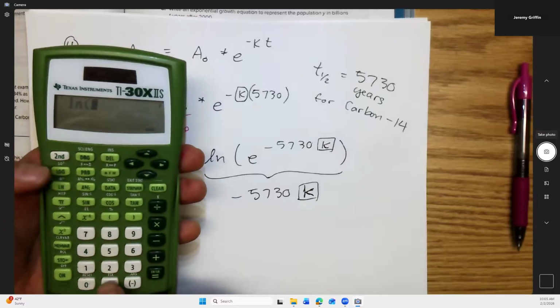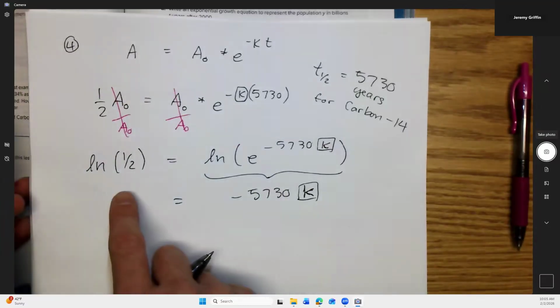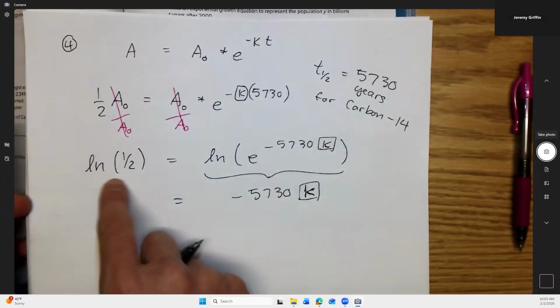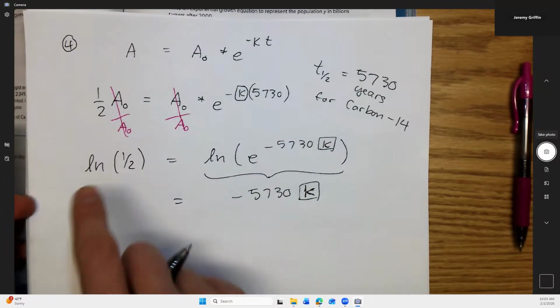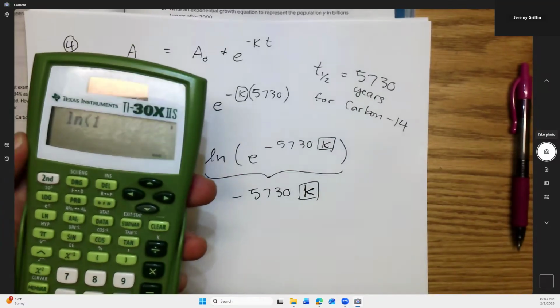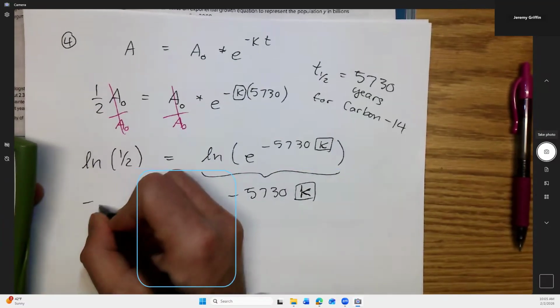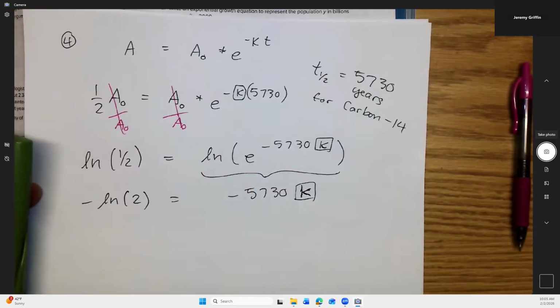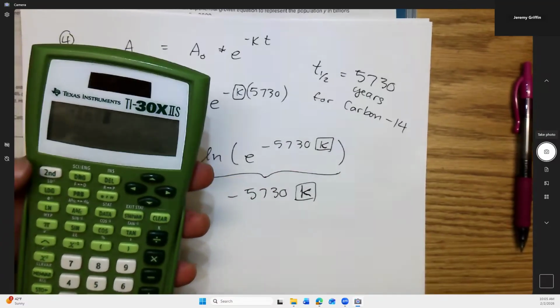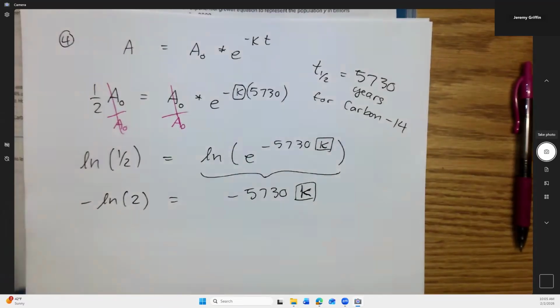Let me show you something cool. Natural log 0.5. Here's a decimal approximation, negative 0.693 something. Can anybody think of a different way to write that? Natural log 1 minus natural log 2. And what is natural log of 1? 0. So 0 minus natural log 2. Isn't that just negative natural log 2? Negative 0.693. Hey, that's the same thing. It's kind of interesting.